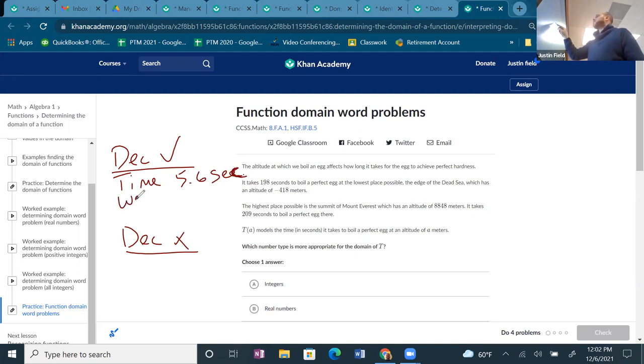Or weight, 8.2 pounds, or height. There's lots of times when decimals are okay, but when are decimals not okay? People. You can't have 2.3 people.